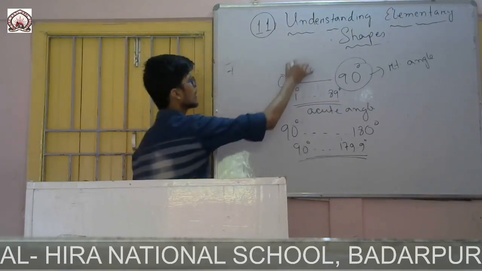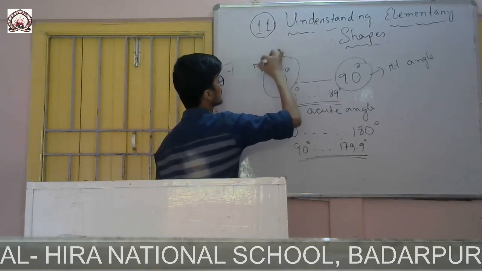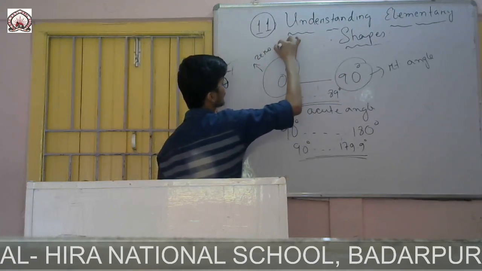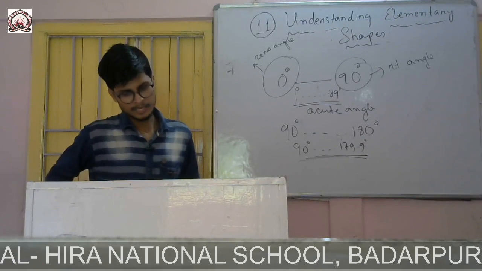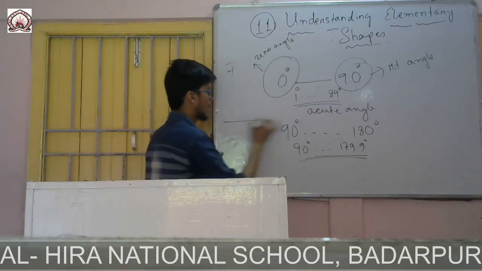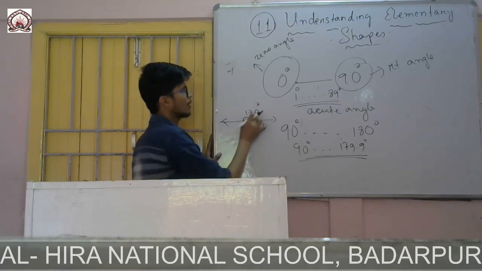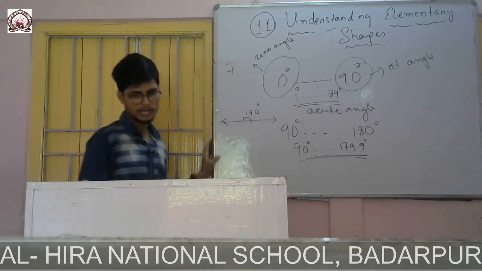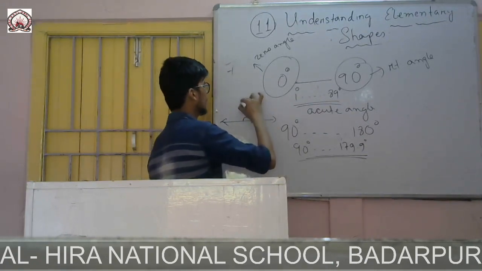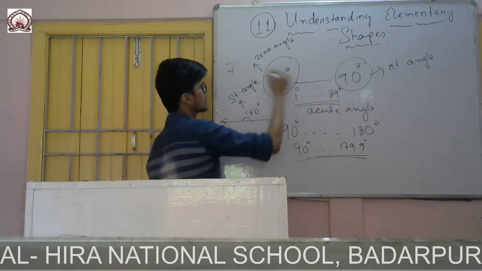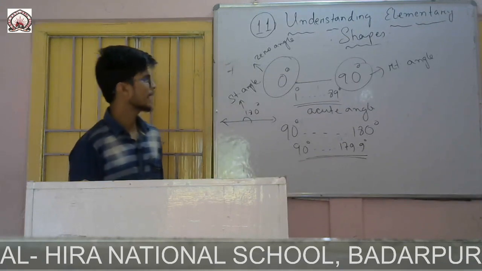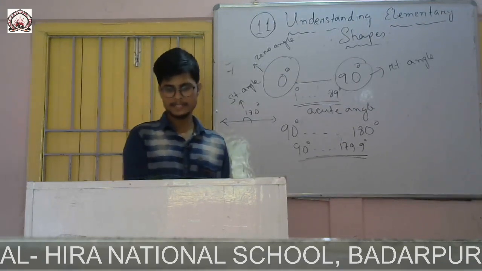And 0 degree is known as zero angle. Then comes the straight line. One straight line is equal to 180 degree. So 180 degree is called a straight angle. S-T-R-A-I-G-H-T, straight angle. 180 degree is called a straight angle.